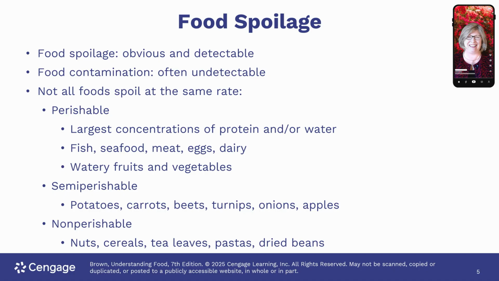If you look at the non-perishable category, those are things that you can keep for a long time and still be able to eat them. Nuts, cereals, tea leaves, pastas, dried beans. Notice the absence of moisture in these items. That's what makes them non-perishable. Semi-perishable would be potatoes, carrots, beets, turnips, onions, and apples. They will spoil, but it takes longer than the highly perishable foods that have a large concentration of protein or water, or both. We're talking about fish, seafood, meat, eggs, and dairy, watery fruits, and vegetables.